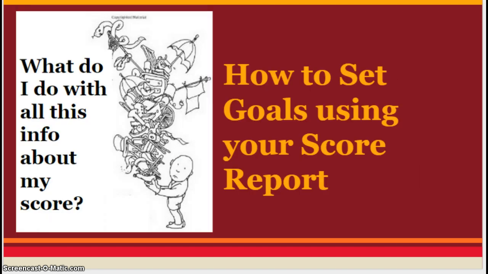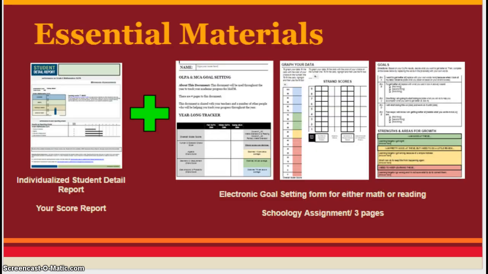So let's talk about what we're going to do with this information and how to get down to setting goals. First, you'll need a few materials. Again, you'll need to be sure to have your individualized student detail report, or your score report for short. You'll also need a copy of the goal setting template. Some of you already have access to this, while others will need to make a copy in order to have this as a Google Doc. Your teacher will have an assignment for you in Schoology so that you can get access to this template quickly.